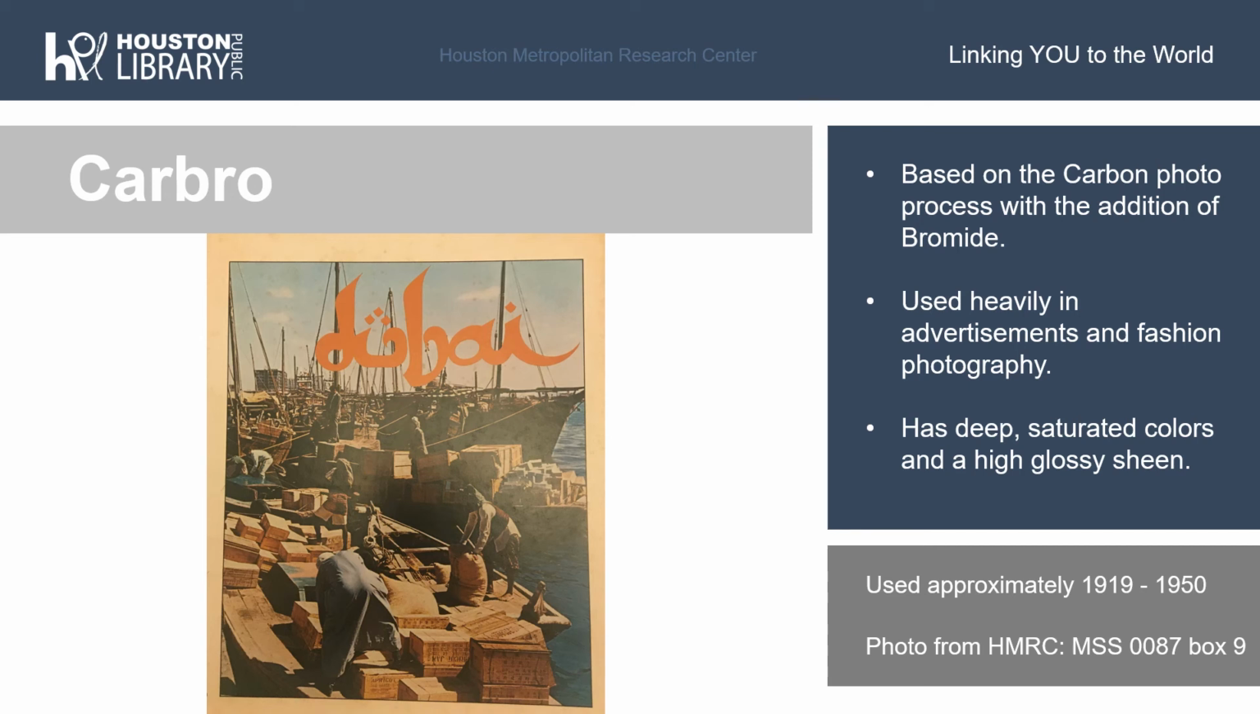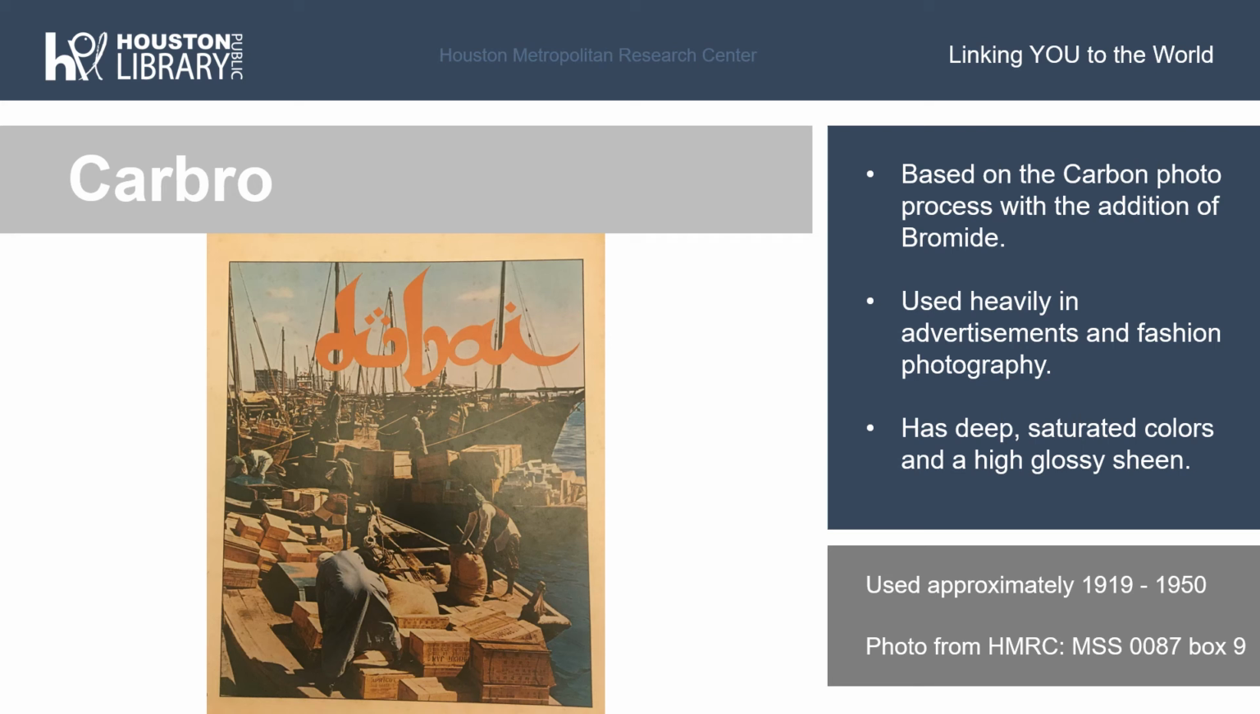There are a few apparent physical differences between a carbon photo and a Carbro photo, but there are a couple of key indicators to look for. The first is that Carbro prints have very dense, very saturated colors. The Carbro print was often used in advertisements and fashion photography, so often, though this was a color process, paint would have been added to enhance and fill in areas of the photo.